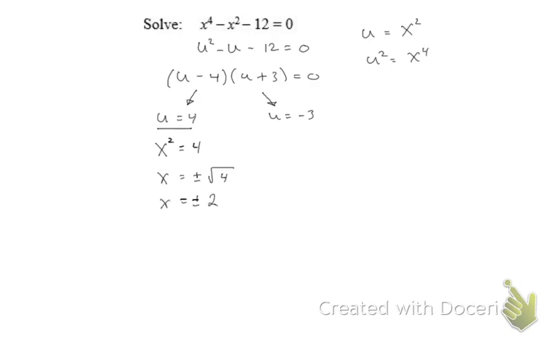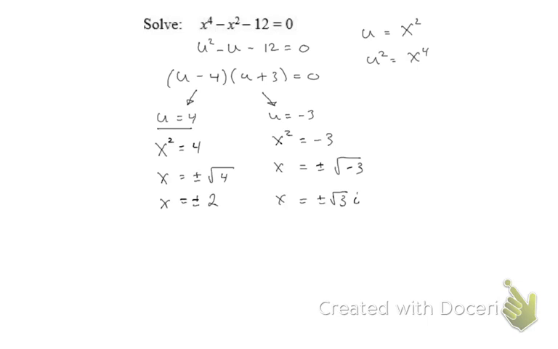Doing the same thing on the right-hand side, u is actually x squared. This has to be negative 3. If I take the square root of both sides, x will equal plus or minus the square root of negative 3. And here we see that we're going to get a couple of complex roots. This will be plus or minus the square root of 3. And the square root of negative 1 is going to give me an i.